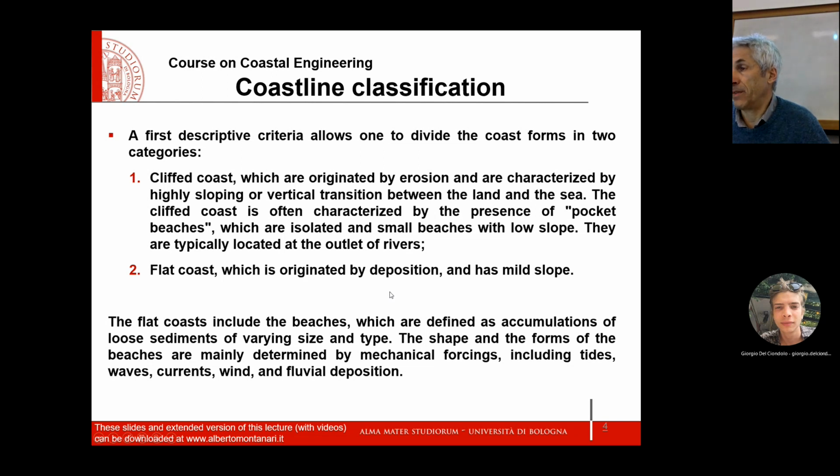So the flat coast, of course, is dominated by beaches, which are defined as, and this is an important definition, accumulation of loose sediments of varying size and type. The shape and the forms of the beaches are mainly determined by mechanical forcing, fluvial deposition, and waves, wind erosion, etc. We will discuss in detail about this.